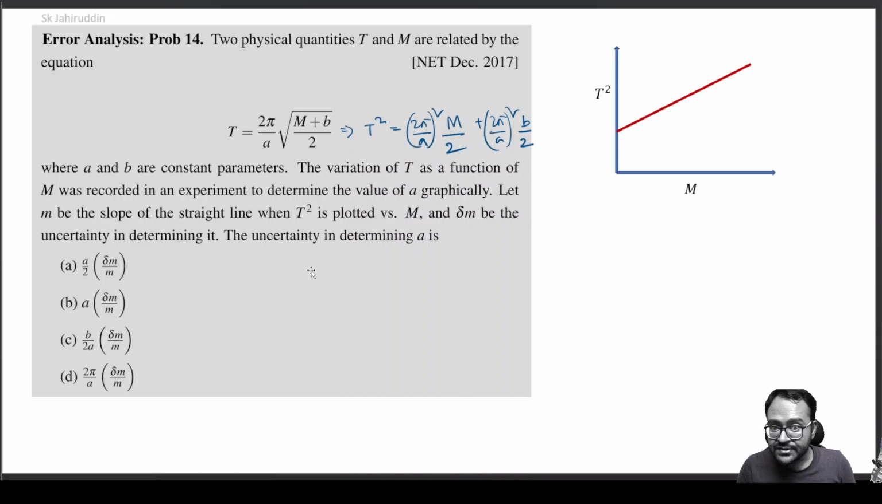Okay, let m be the slope of the straight line. Small m should be the slope of the straight line. When T square is plotted versus M, the slope will be (2π/A)² divided by 2. The uncertainty in determining A, it's a very, very simple problem. When I plot T square as a function of M, I am plotting this relation. T square is (2π/A)² times capital M by 2 plus (2π/A)² times small b by 2.